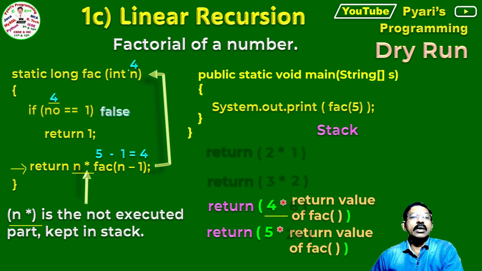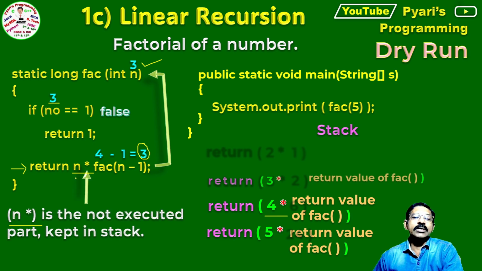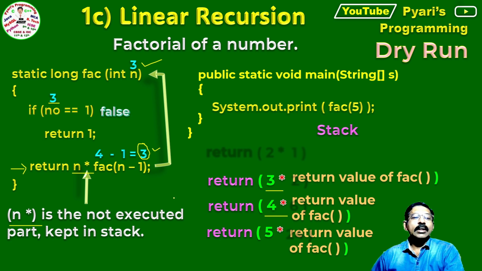Why 4 into? You can see what is the value of n. The n value is 4. It is not subtracted yet. Now it will subtract n minus 1, which is 3. Then it will transfer the control to the method header. Now the formal parameter n is 3. n equals 1? 3 equals 1. Condition false. So it will keep the non-executable part in the stack. That's why it is 3 into. You can see quite clearly from here. Now the n value is 3. Then it will subtract n minus 1, that is 2.